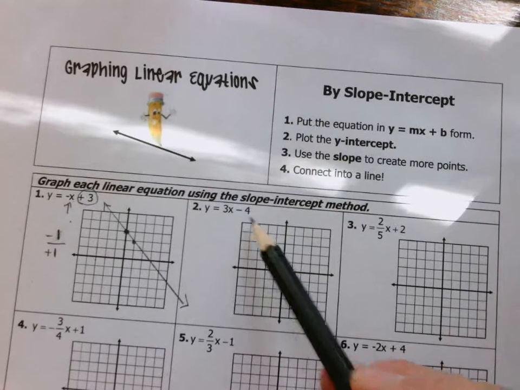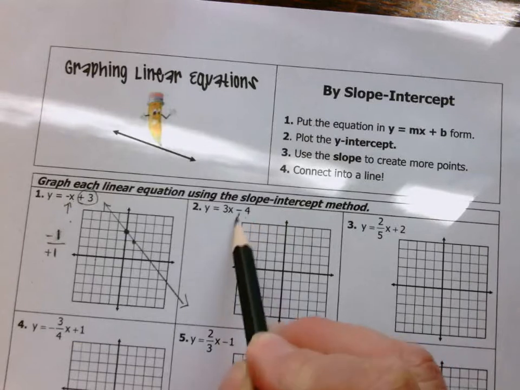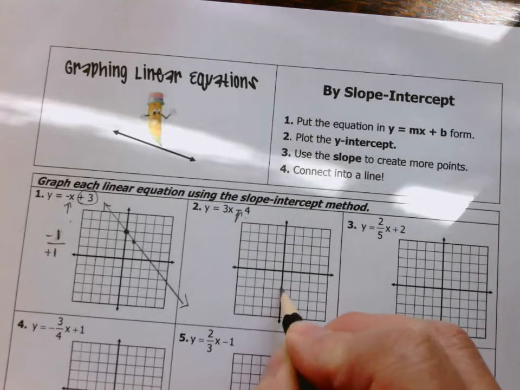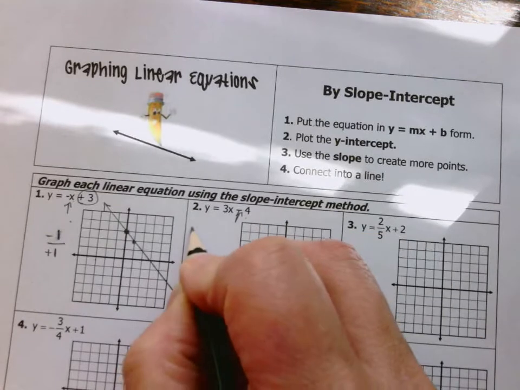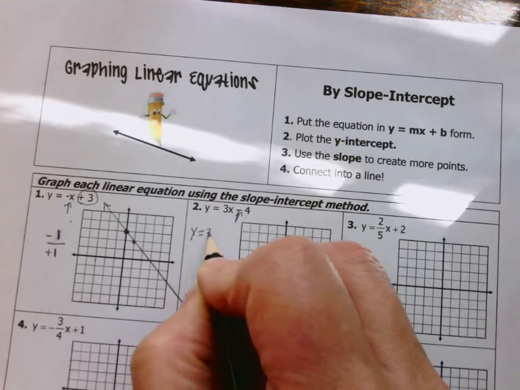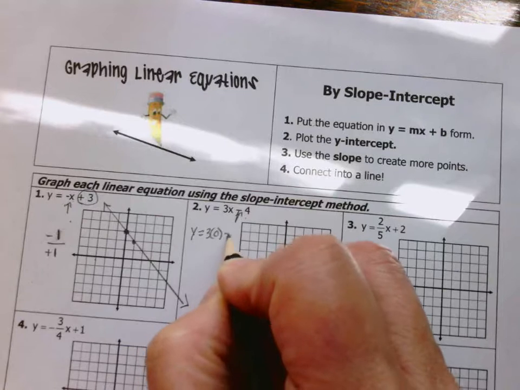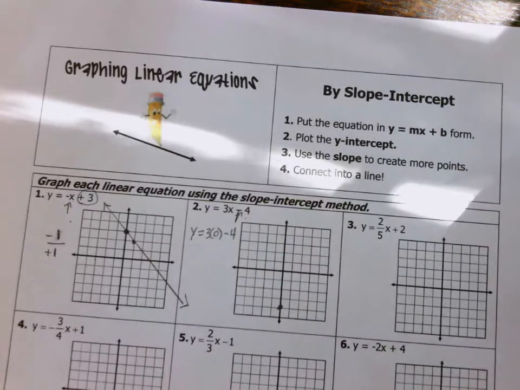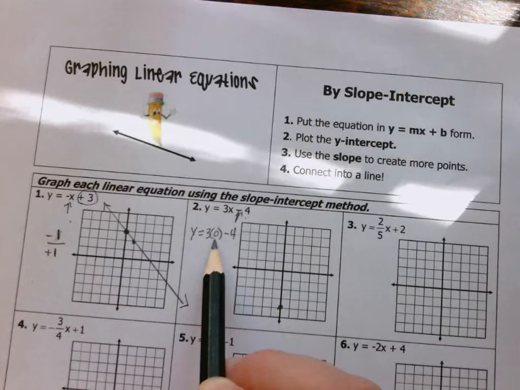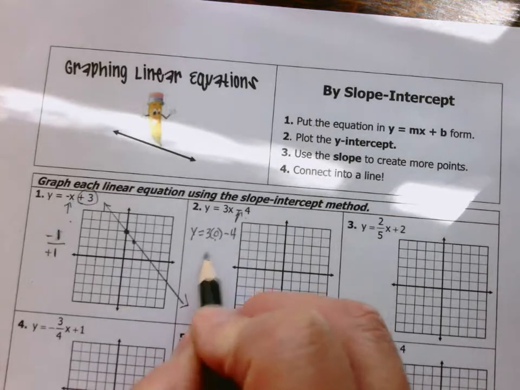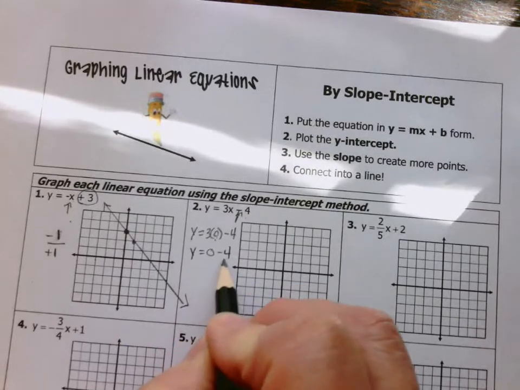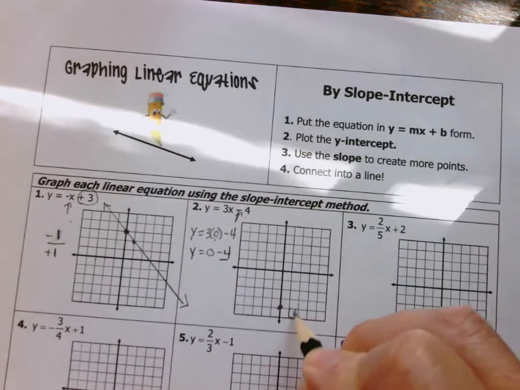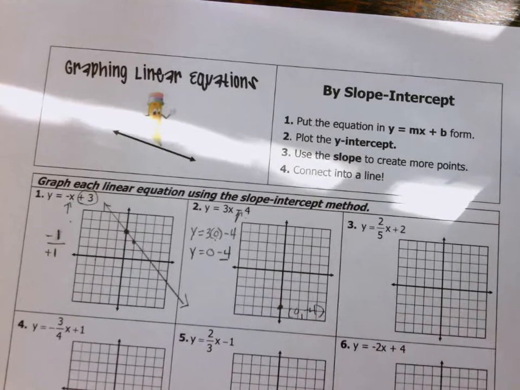Let's do number 2 together. We have a y-intercept of negative 4. Notice this is a negative b value. So I want to go to negative 4 on my y-axis. I have a point at 0, negative 4. In fact, the reason this is the y-intercept is because when x is 0, what is y? Well, let's just work that out. If I put in a 0 for x, I get out 0 here. So when x is 0, y ends up being negative 4. That's this point right here.